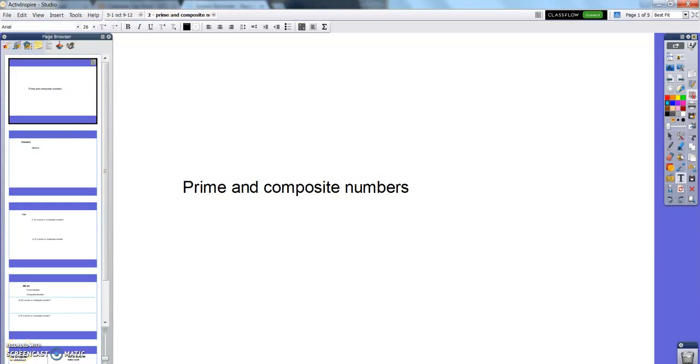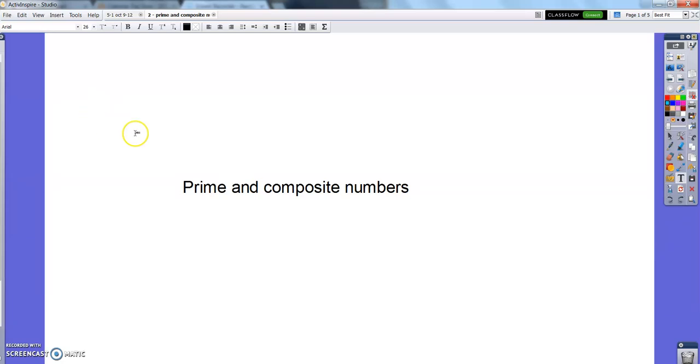Today's mini lesson is on prime and composite numbers. We're going to learn what those words mean. So please label your next page prime and composite numbers, and when you have done so, mark your page with your pencil, close your notebook for the I do, and think along with me.